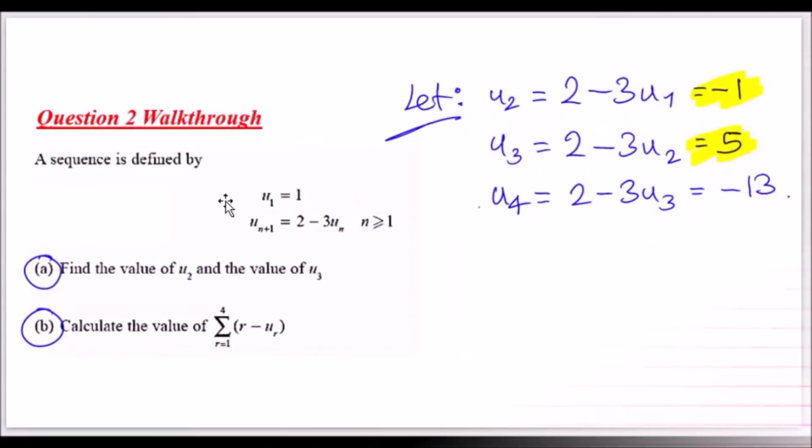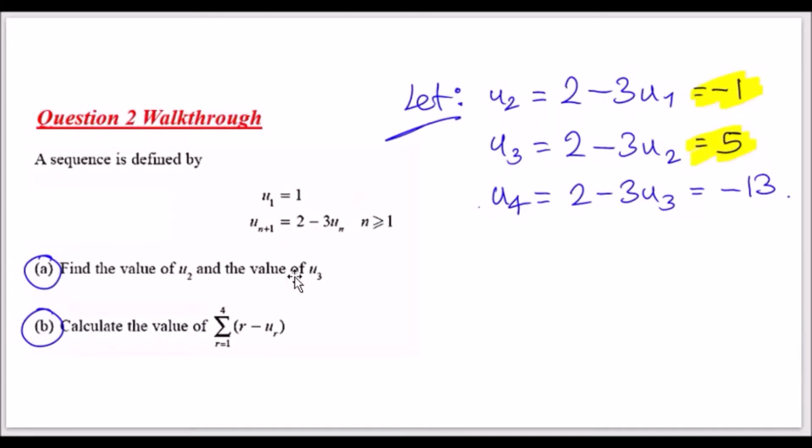So the sequence is defined by the following. We have the initial term u1, which has a value of 1, and then we have u(n+1), which equals 2 minus 3 times un. So this is a series and sequence where we plug in the initial value to get the next term up. Now here they want us to find the value of u2 and then u3.